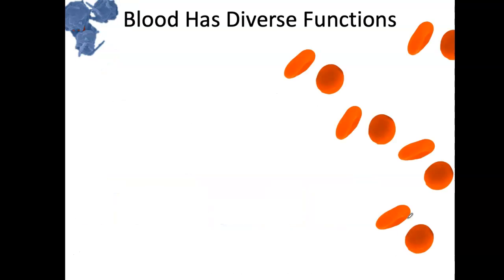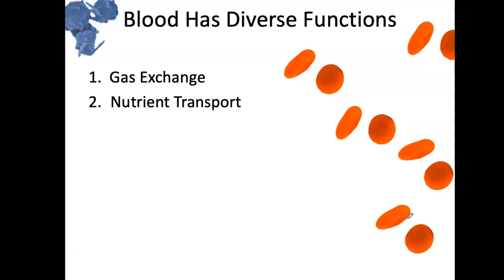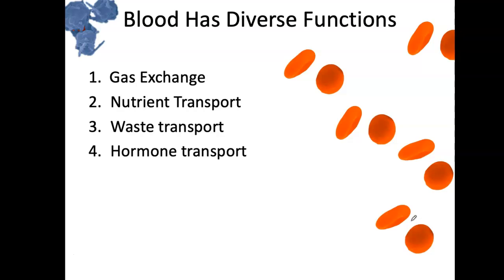Some of the functions of blood: gas exchange, we've been saying, distribute oxygen, pick up CO2. Nutrient transport, so it's going to bring glucose to different parts of the body. Waste, it's going to pick up urea and transport it over to the kidney and you'll be able to eliminate it. Transport hormones, maybe from the brain to other parts of the body.